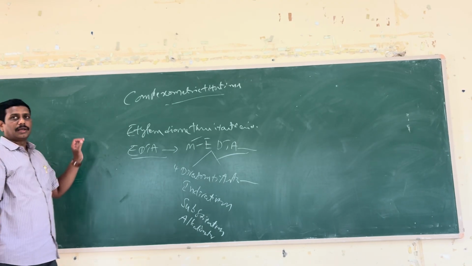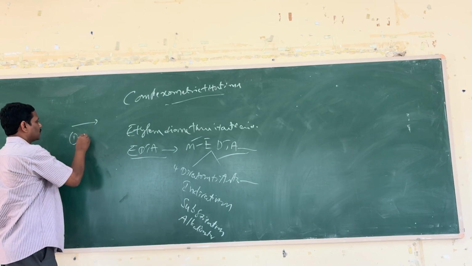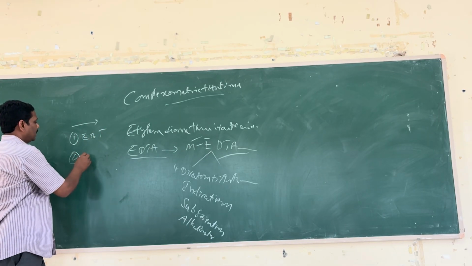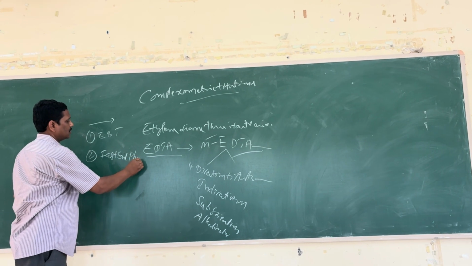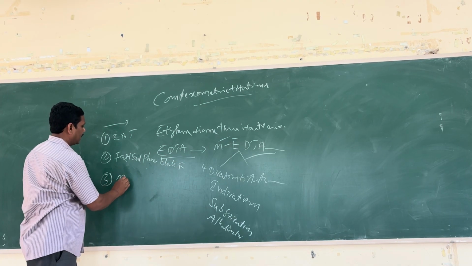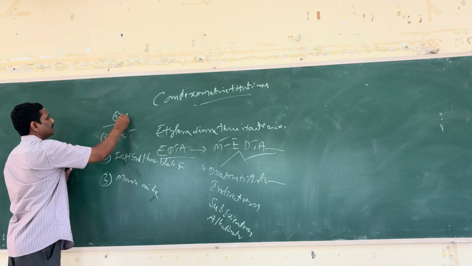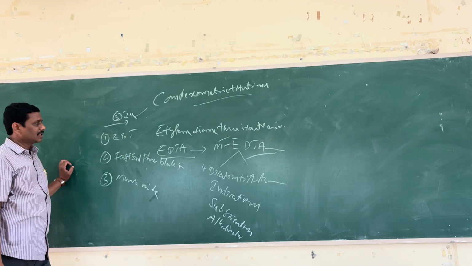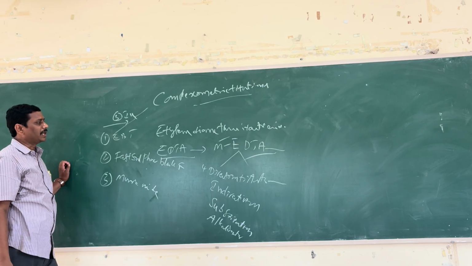that means metal indicators. The first one is EBT indicator, that means Eriochrome Black T. Second one, in the case of Fast Sulphon Black F. Third one, murexide indicator. These 3 indicators are particularly employed in complexometric titrations. These are called metal ion indicators, particularly used in complexometric titrations.